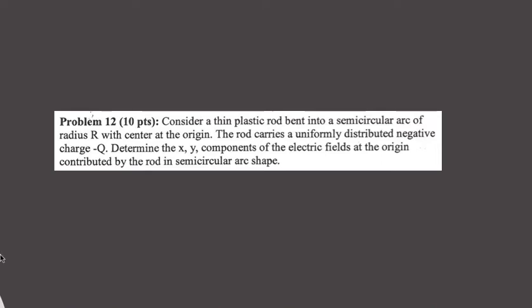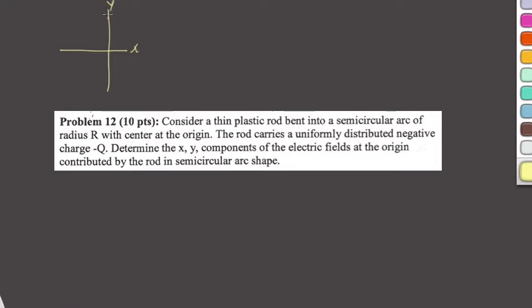Alright, hi. Today we're going to be dealing with this particular problem. I'm just going to draw a picture here. You can read it while I'm drawing the picture, but here's my x and y axis. This is the gist of the problem. We have a semicircular rod like this, and the rod has a charge on it of -q, and we're interested in the electric field that emanates from this charge at the origin.